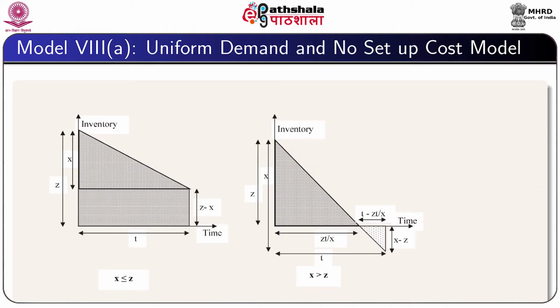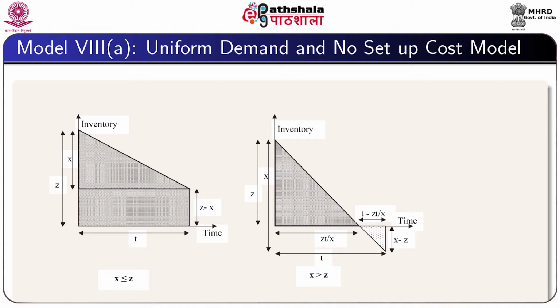This slide shows the inventory level variation over time. In the first figure, initially the inventory level was Z, and then to meet demand, the inventory level decreases and ultimately it reaches the level Z minus X after time T. And this figure actually denotes when X is less than or equal to Z.